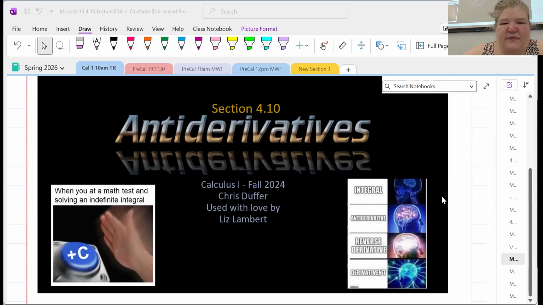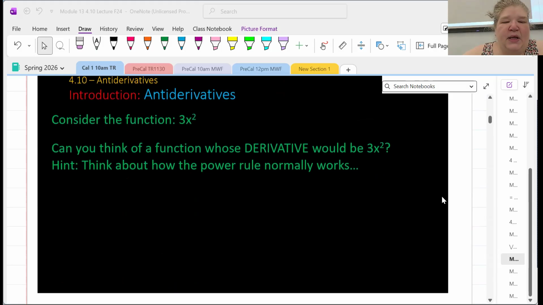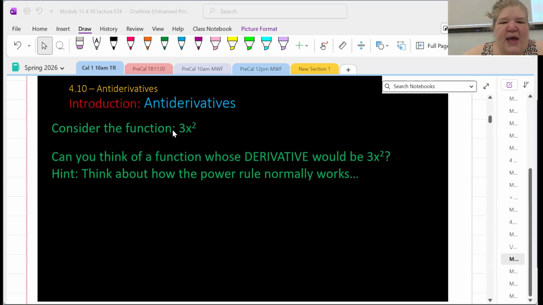But antiderivatives are exactly what they sound like. So think about this. If we have the function 3x squared, and we're told that's the derivative, what would the original function be if that's its derivative?